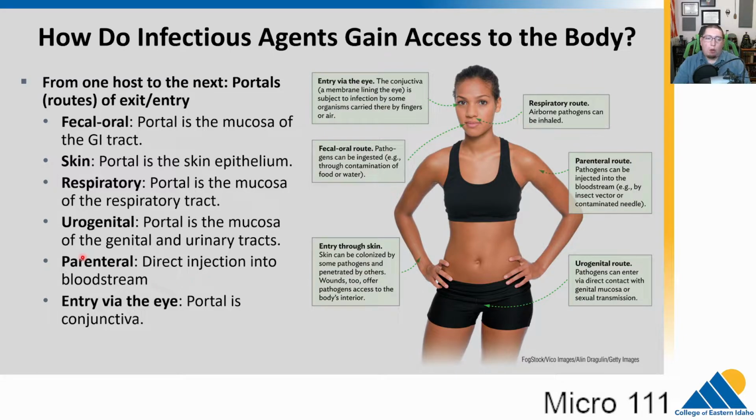We also have this route called parenteral, which is direct injection into the bloodstream. That could be by an insect vector. The mosquito comes and it bites you and actually directly injects whatever it has, West Nile virus, let's say, into your bloodstream, or through contaminated needles. That could be intravenous drug users that are sharing needles, or it could be something like an accidental needle stick in the clinic. You use a needle on a patient and you don't discard of it properly and you accidentally stick yourself. This actually can cause disease and has and does cause disease quite frequently, unfortunately.